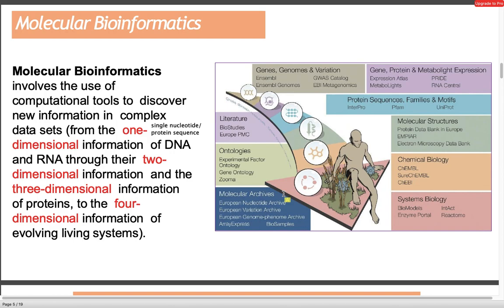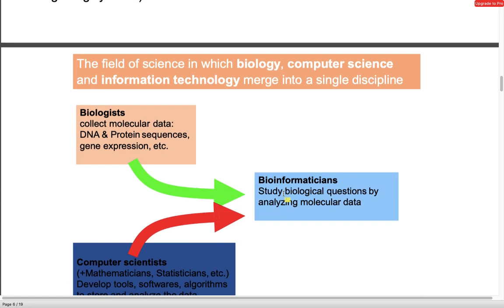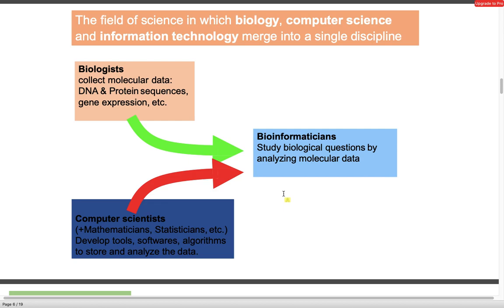Know the function, the direct transmission of the sequence, alright? So this is some of the functions where bioinformatics is utilized. It is a field of science in which biology, computer science and information technology merge into a single discipline. For bioinformatics, you need at least two expertise: computational expertise and also biology expertise.